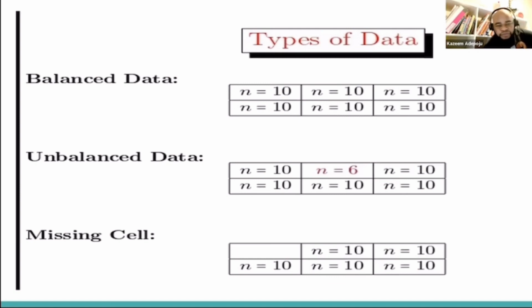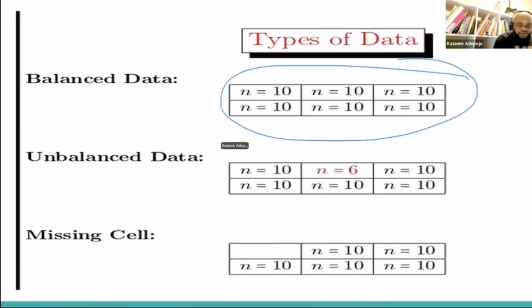Excuse me. I'm actually going to start from a balanced scenario. Maybe I have 6 groups, right? And of course, when you take a look at the first one here, this is equal replicate. The number that I have in each of the groups is the same. So this is balanced data.